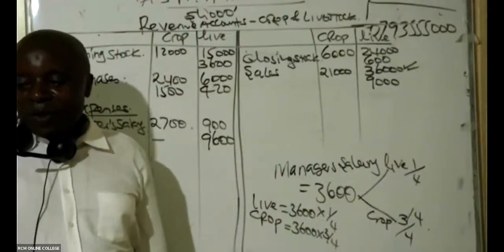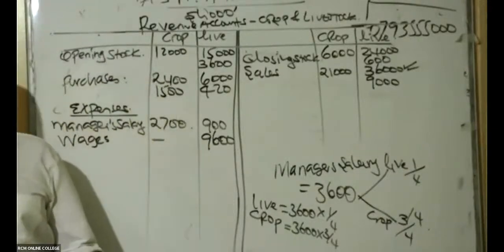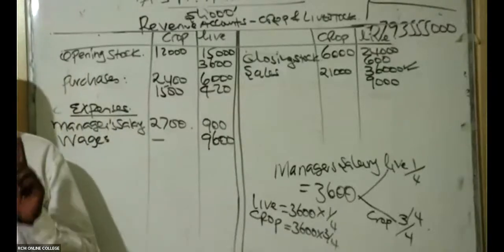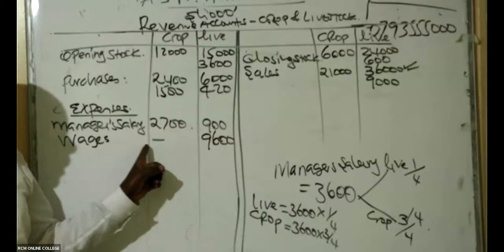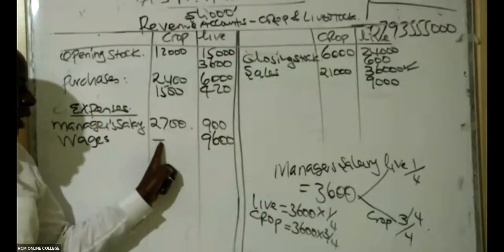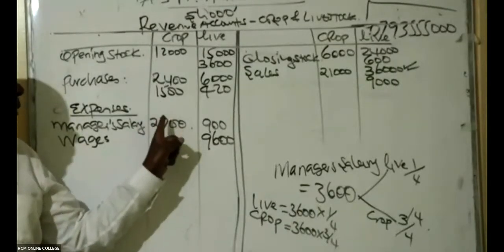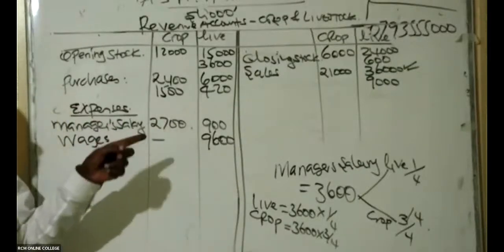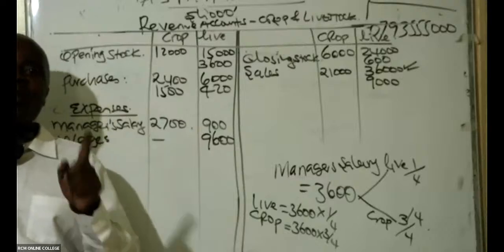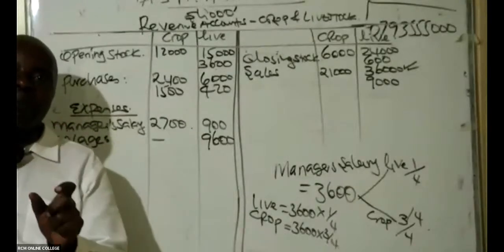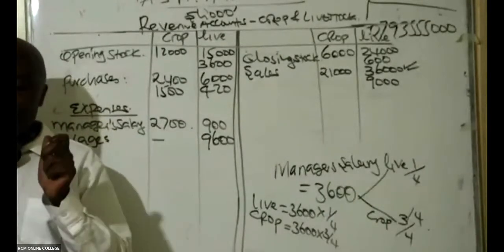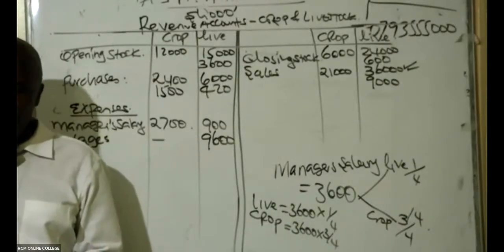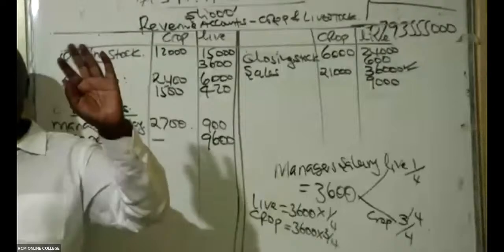All right. So, ladies and gentlemen, look at these wages. They have told us that wages are worth 9,600 here, and I've been able to book them here very nicely. So no wages are specific to the crop. They're only specific to the livestock. I've just told you that these revenue accounts, normally we use revenue accounts to capture specific expenses.